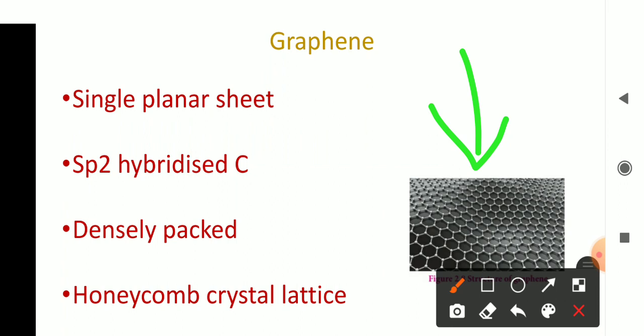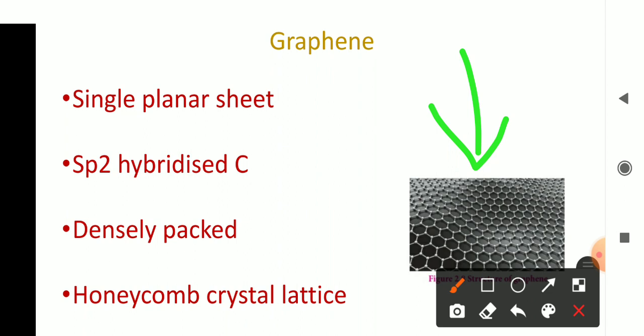Dear students, in every allotrope, which is very very important, what is the hybridization, then what is the bond distance, then what is the arrangement. These 3 points are very very important. In the case of graphene, the carbon atoms are sp2 hybridized, and they are packed in a highly dense way. So it is given as densely packed, and it has a honeycomb crystal lattice. The crystal lattice looks like a honeycomb.